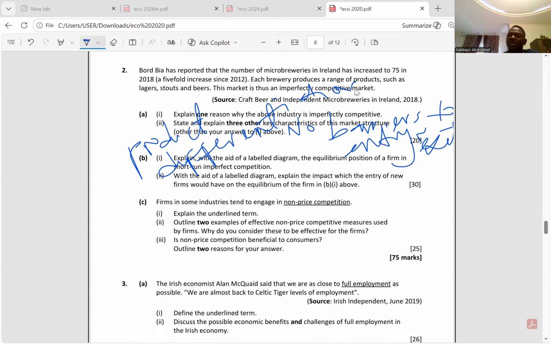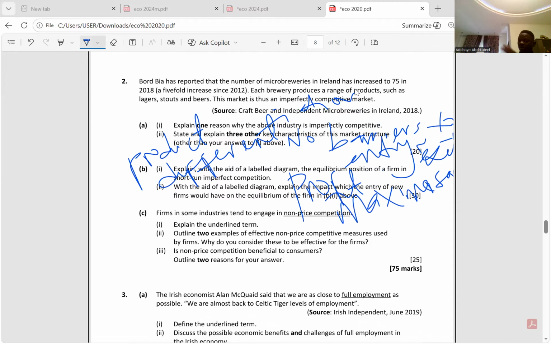And the third one is that they are profit maximizers. They want to maximize profit, and that is where MC equals MR. So these are the three characteristics of imperfect competition. I think that is clear. So we have the next question, which is B2.